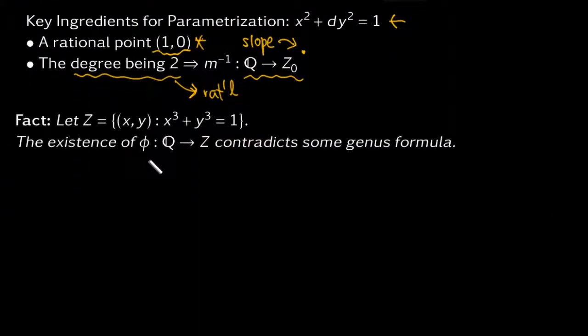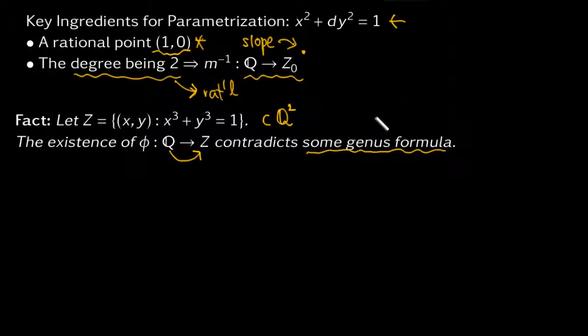So here's the bad news. It turns out this fact is from the theory of algebraic geometry. If Z represents the set of all rational solutions in here, they're all in the Cartesian product of rational numbers, and if there is a parametrization, rational functions that go from Q to Z, whether it's a slope or whatever you come up with, the existence will contradict some genus formula.